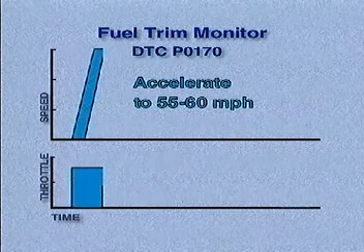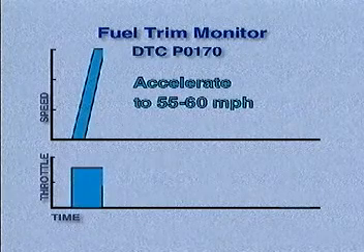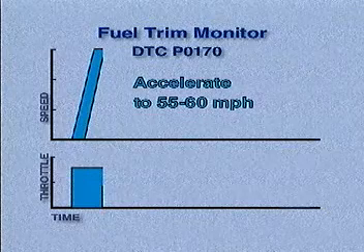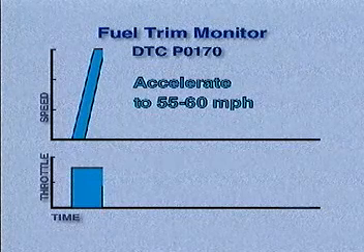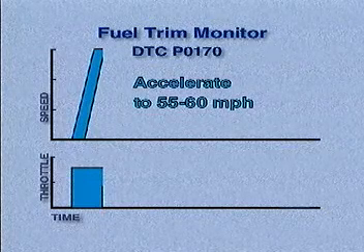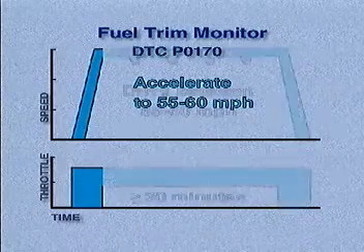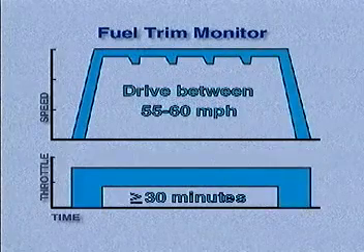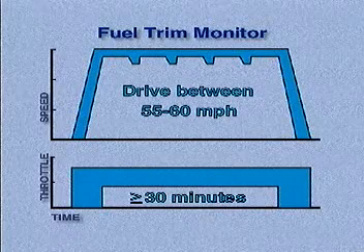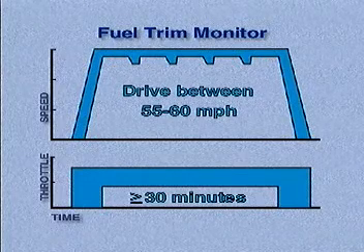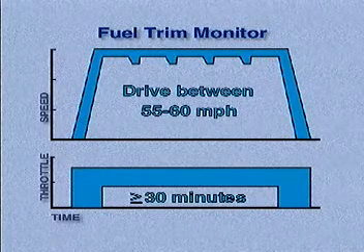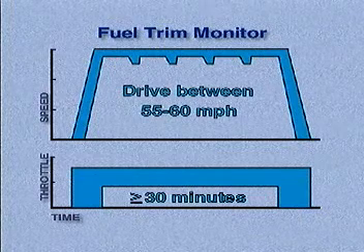Restart the engine and accelerate to 55 to 60 miles per hour. Use D range for cars equipped with an automatic transaxle, or shift through to fifth gear with a manual transaxle. Drive between 55 and 60 miles per hour for 30 minutes or more and vary the throttle angle by moving the accelerator pedal every 2 minutes during monitoring.